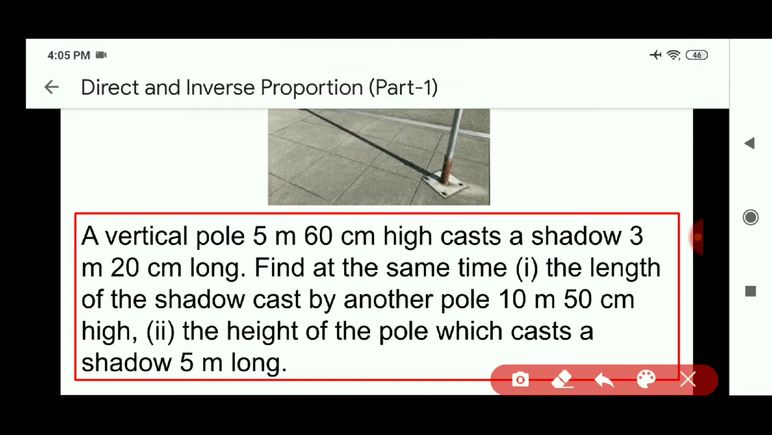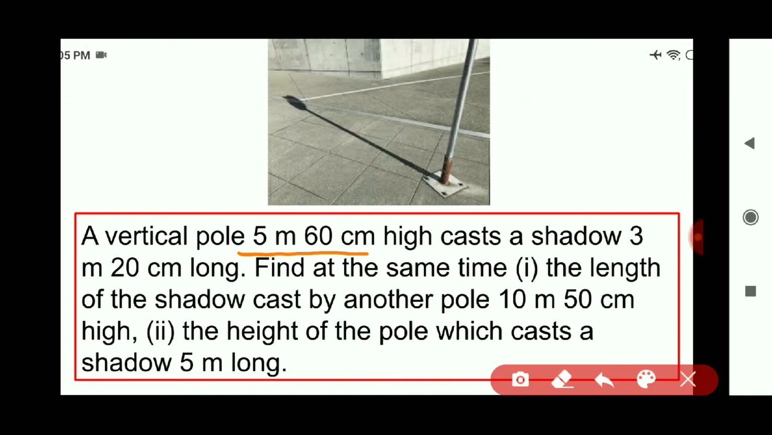Dear students, 5 meters 60 centimeters. 1 meter is 100 centimeters. So 5 meters 60 centimeters is equal to 560 centimeters. Similarly, 3 meters 20 centimeters is equal to 320 centimeters. Similarly, 10 meters 50 centimeters is equal to 1050 centimeters. And 5 meters is equal to 500 centimeters.